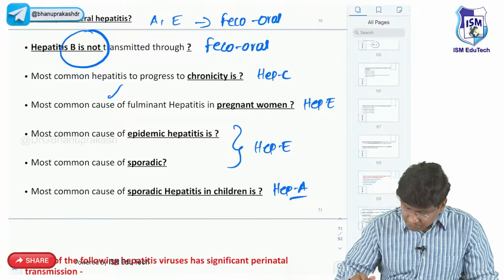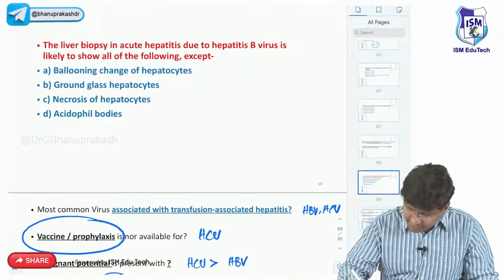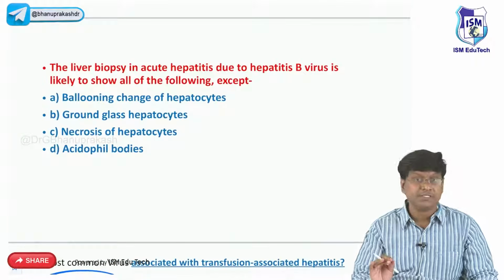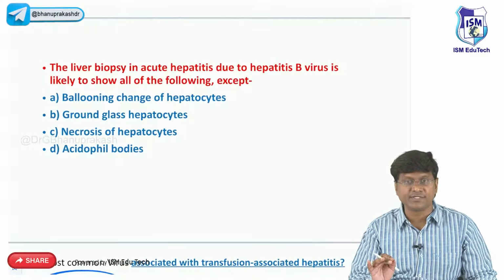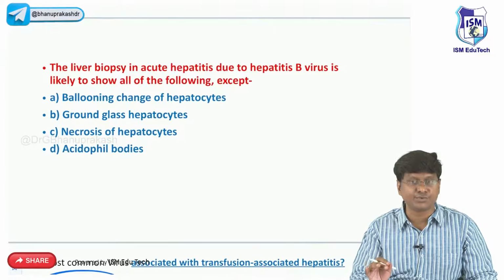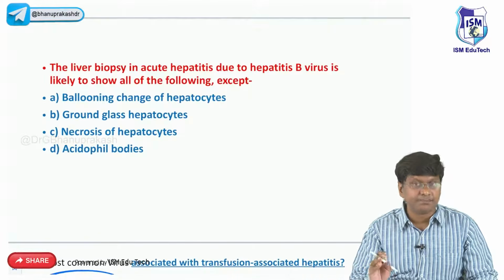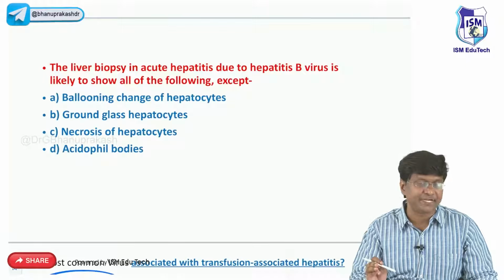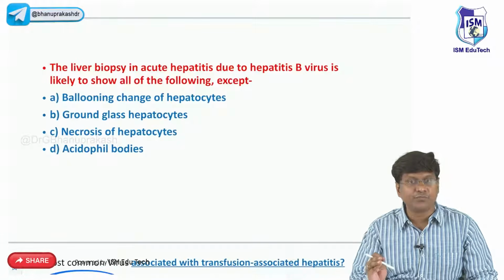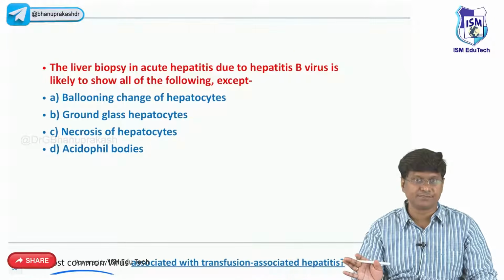So if you take this question, the liver biopsy in acute hepatitis due to hepatitis B virus is likely to show all of the following except: ballooning changes of the hepatocyte; second option, ground glass hepatocytes; third option, focal or spotty necrosis; fourth option, acidophilic bodies. Right?